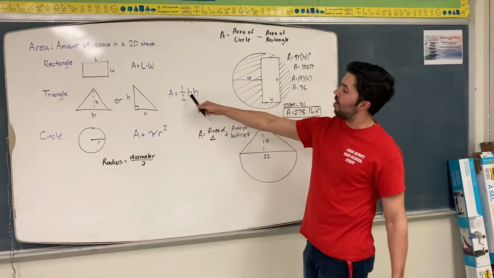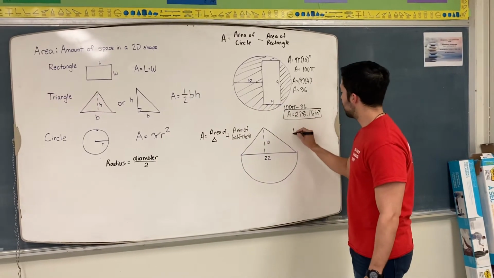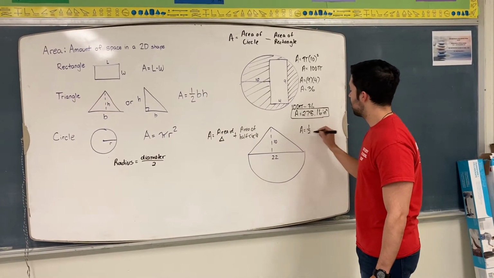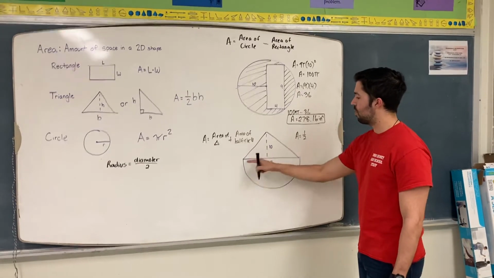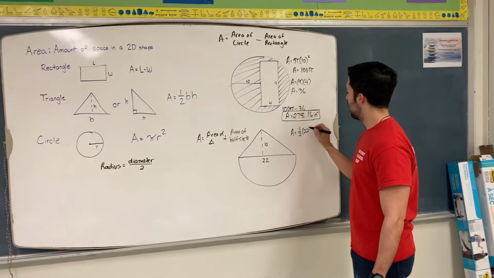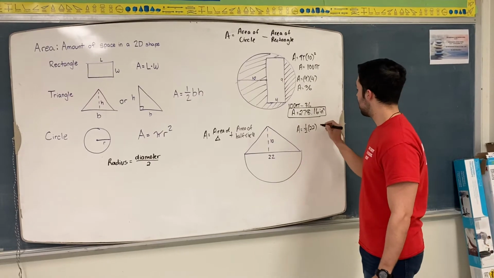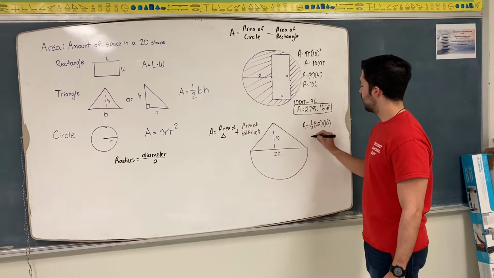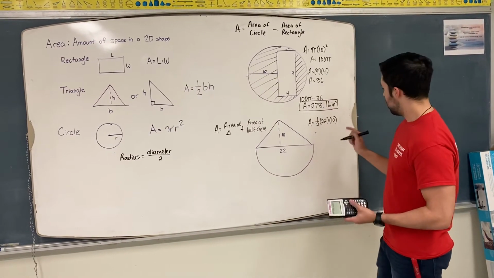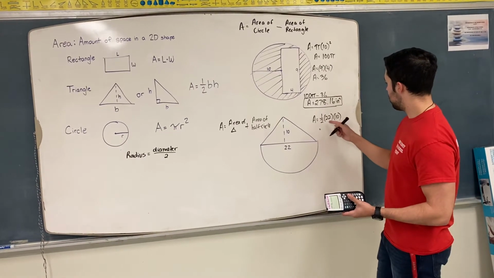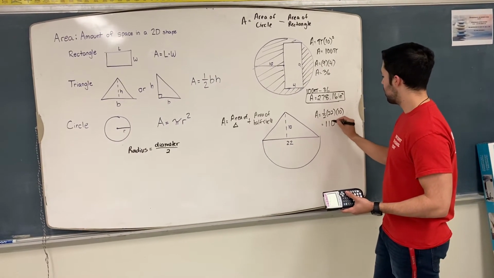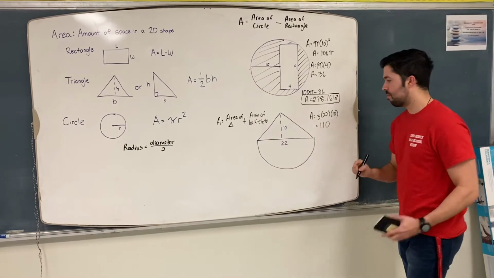Triangle is half base times height. All right, so let's do that. We got half, the base is going to be 22. The height or the altitude is 10. And if you want, you have your calculators. I know it's going to end up being 110. It's going to be around 110 for this triangle.